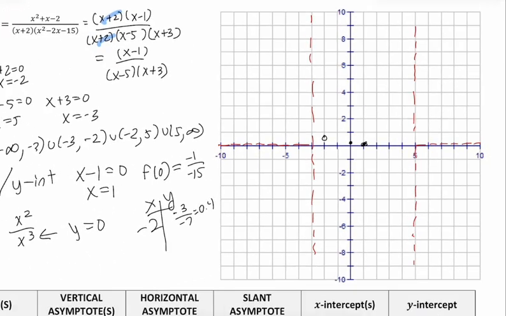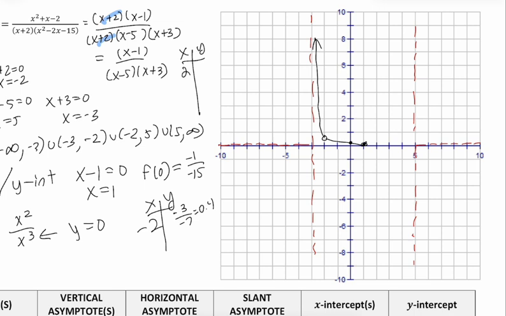Okay, so we know that this piece heads toward the asymptote. So we just really need to find, does it go down or does it go up? So let's plug in 2.